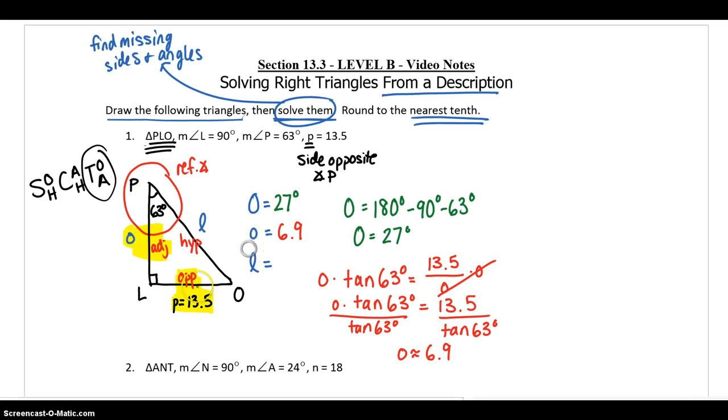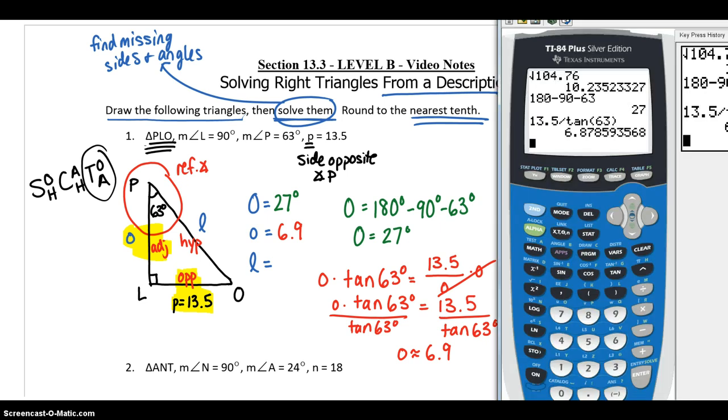Since I already know two sides, the one they gave me and side O, which I just found, I can find my third side using the Pythagorean theorem. So remember, it's leg squared plus leg squared equals hypotenuse squared. In this case, that's 6.9 squared plus 13.5 squared equals my hypotenuse squared, which is L squared.